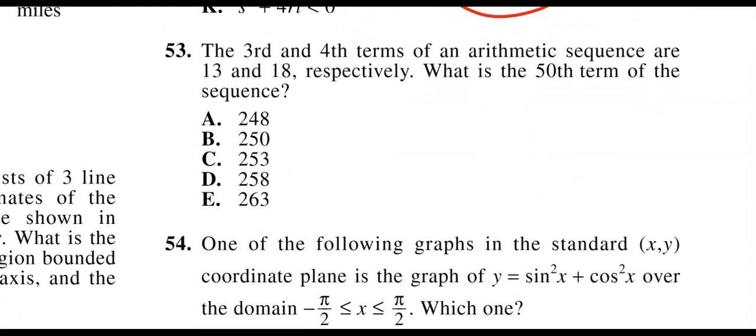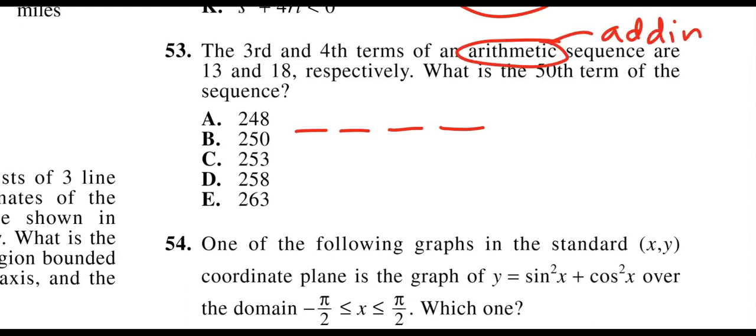53. The third and fourth terms of an arithmetic sequence are 13 and 18 respectively. What is the 50th term of the sequence? Okay, so 1, 2, 3, 4. Arithmetic terms are found by adding the same number every time. So the third term is 13, and the fourth term is 18. So can you tell me what we're adding every single time? We're adding 5, right? The common difference is 5.